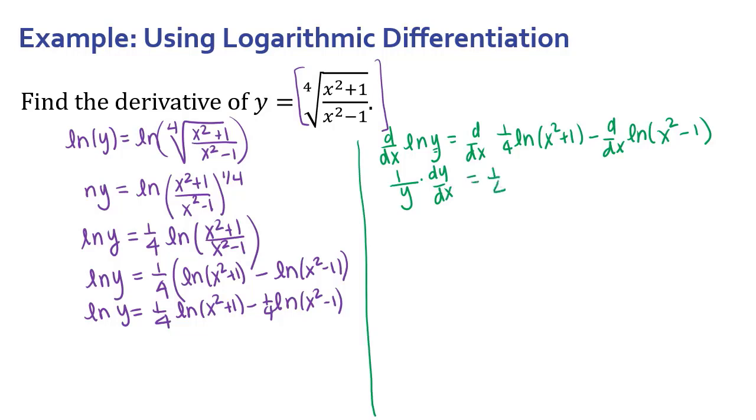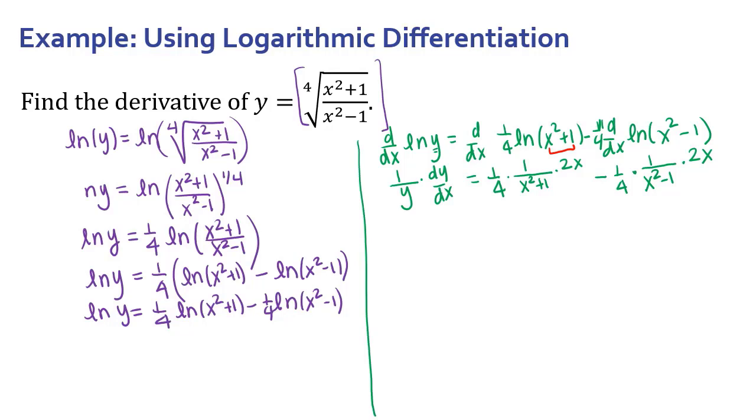equals 1/4 times, using the chain rule here, the derivative of the outside is 1 over x, but I have to evaluate it at the inside function, so it's 1 over x squared plus 1 times the derivative of the inside function, minus, oops, this should have been a 1/4 here, so minus 1/4 times the derivative of the outside function evaluated at the inside times the derivative of the inside.